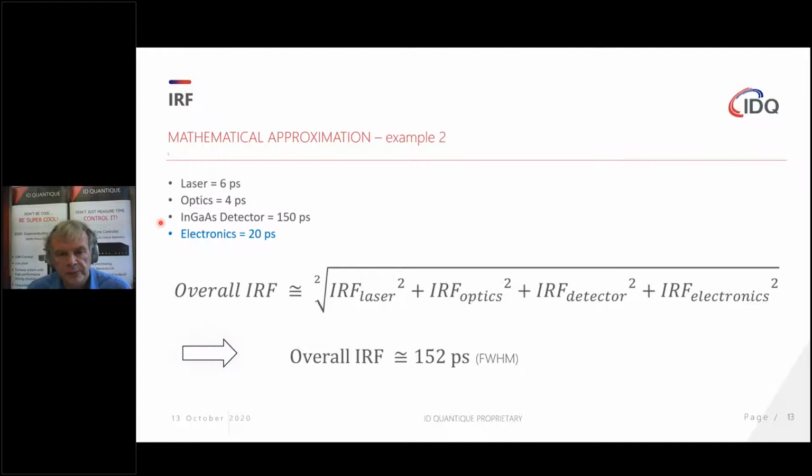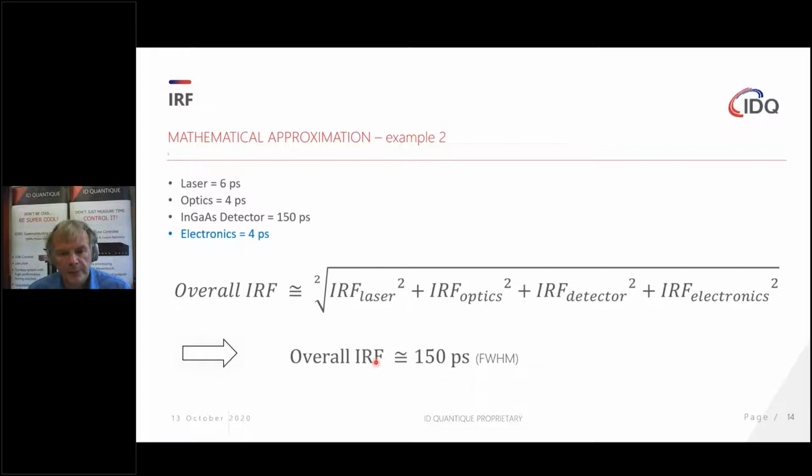So in the next example, you can see again, if you have an InGaAs detector and the timing jitter on the detector is 150 picoseconds, and the electronics is 20 picoseconds, your overall IRF is about 152. So it's slightly more. If you change the electronics to 4 picoseconds, your overall IRF would still be 150 picoseconds, which is completely determined by your detector.